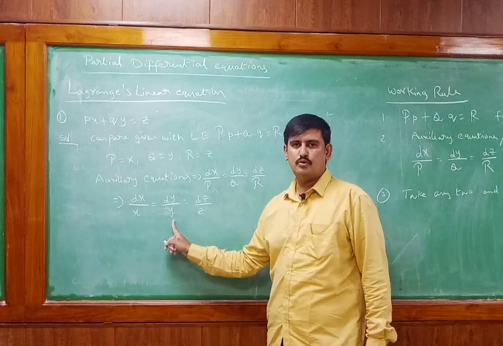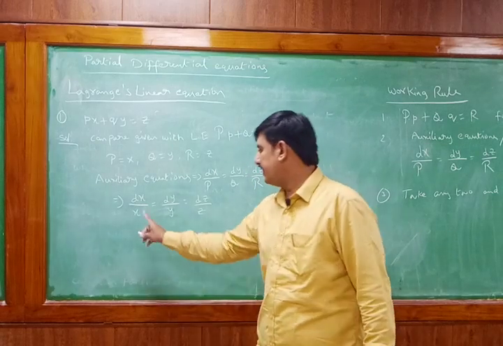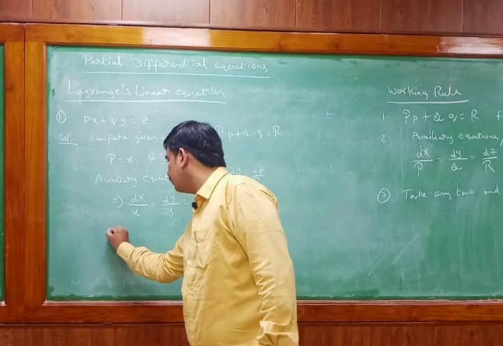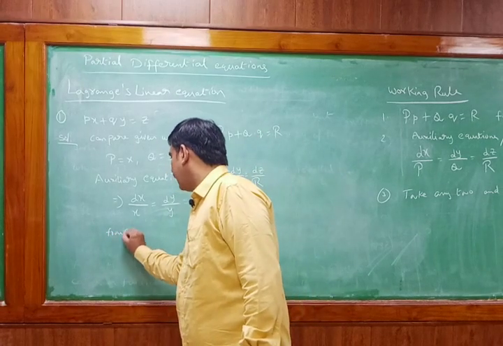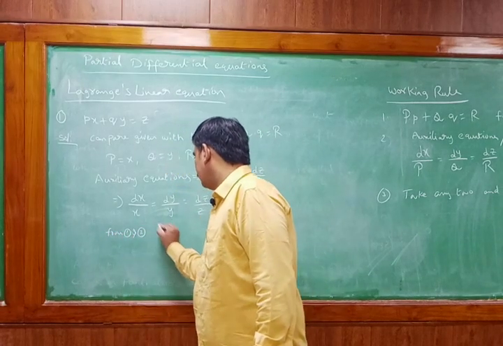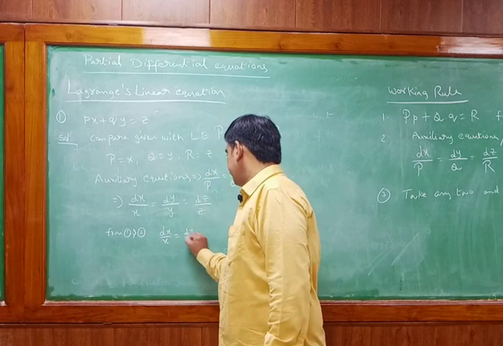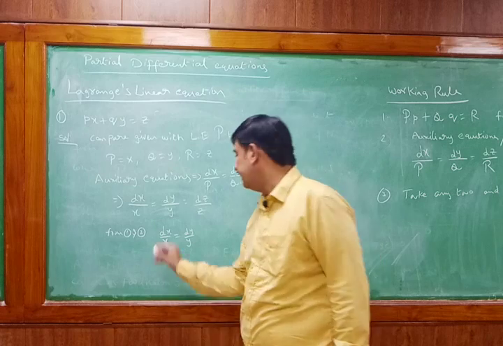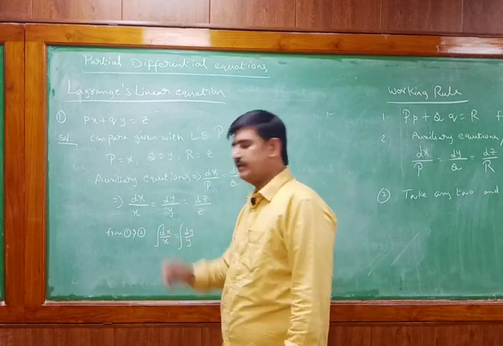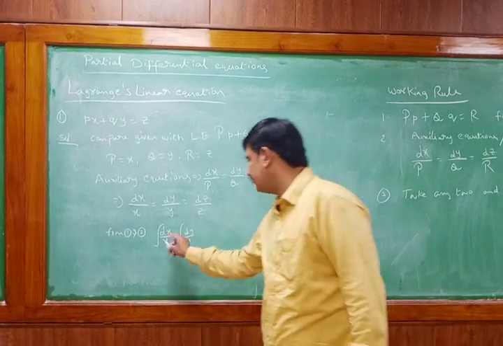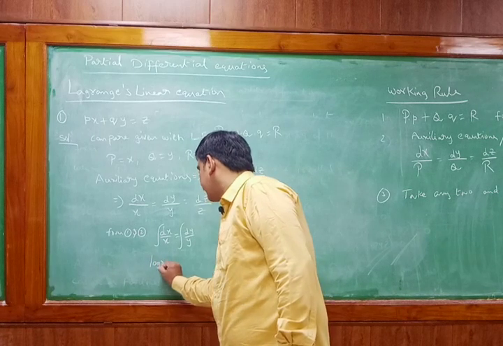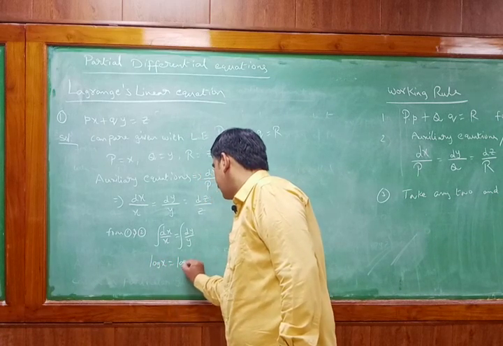Now take any two equations and integrate. I am taking 1 and 2. From 1 and 2, I get dx by x equal to dy by y. Then integrate. The integration of 1 by x is log x, equal to the integration of 1 by y, which is log y.